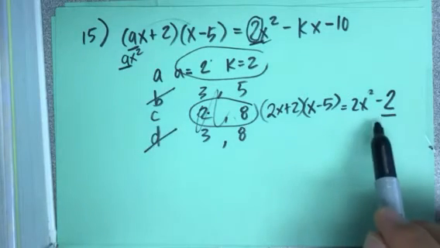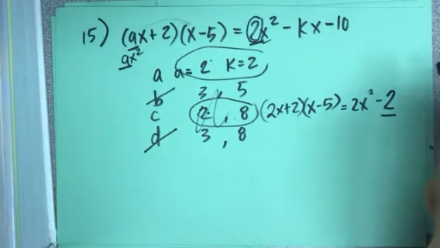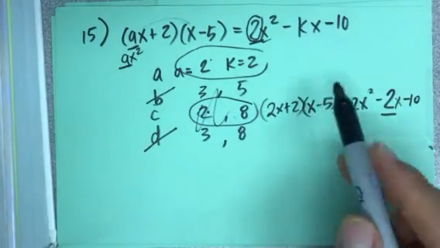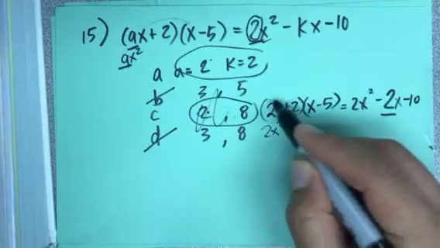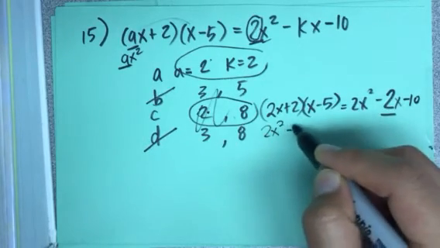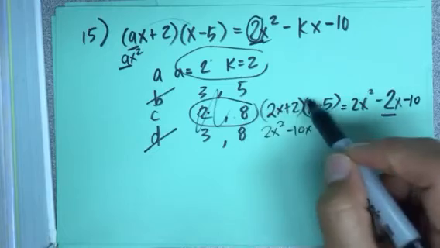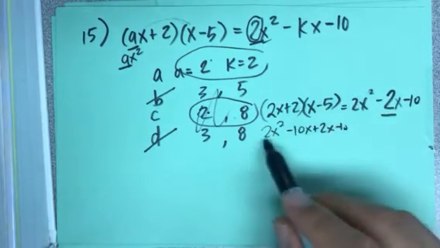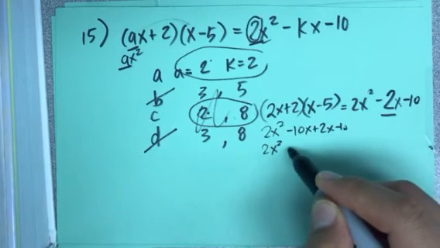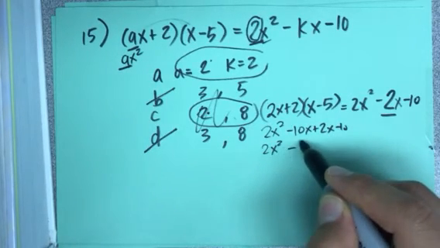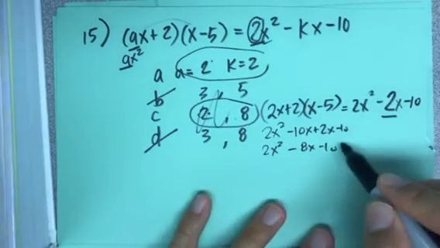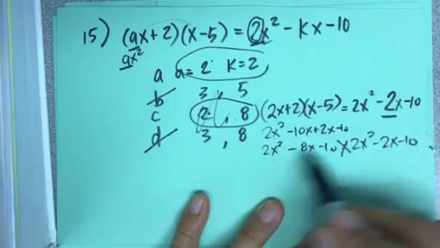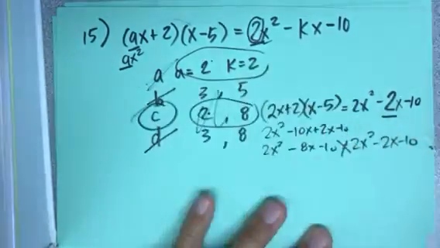Okay, so when we put the 2 in there for the k, and then we leave our x minus 10. And if you FOIL this, you'll get 2x squared, right? And then negative 10x, and then plus 2x, and this is going to be negative 10. So 2x squared, that's going to turn into negative 8x minus 10. That does not equal 2x squared minus 2x minus 10. So you know that this is not the correct answer, therefore C is the correct answer.